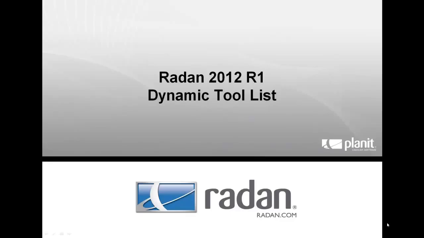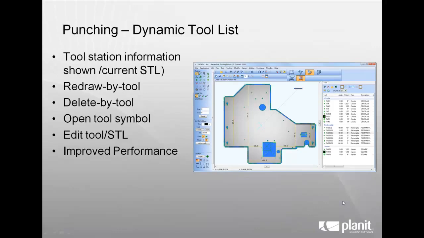Hi, my name is Greg Carlson, and in this tech tip I'd like to show you the Radan 2012 R1 Dynamic Tool List. The Dynamic Tool List provides a persistent list of tools or cutting conditions used to tool a part. The tool list also includes features for tool analysis and modification that make tooling editing faster and easier. Let's take a look at this new technology.